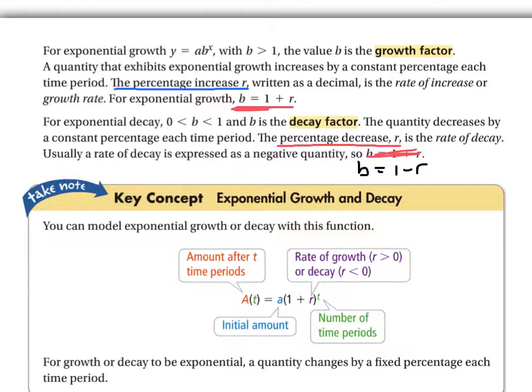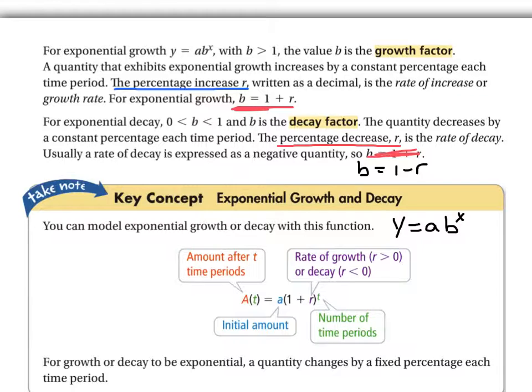So the way we're going to rewrite our formula, because please remember that this comes from y equals a times b to the x. Rather than saying y, we're going to use function notation, and we're going to call it A of t, A standing for the amount. A of t, t standing for the number of time periods, usually years, okay? But number of time periods is t. So A of t is our y value, and t is our x value, our input.